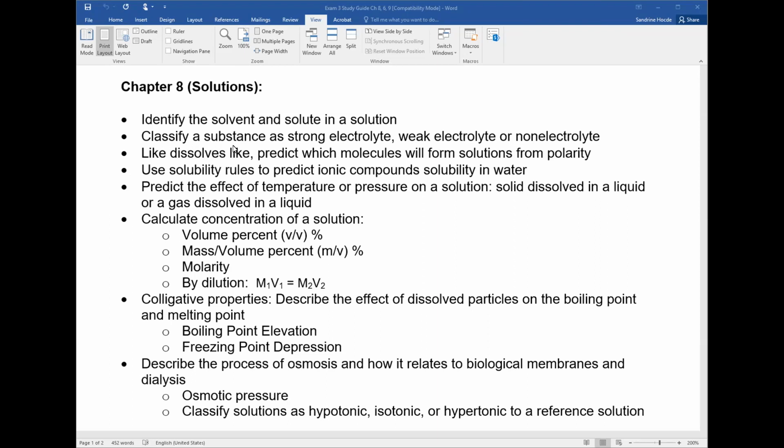You need to be able to classify a substance as a strong electrolyte, weak electrolyte, or a non-electrolyte. So a strong electrolyte is a substance that completely dissociates into ions in solution. For example, a strong acid or a strong base or a soluble ionic compound would form strong electrolytes because all the formula dissociates into ions, and it's a single straight arrow to the right.